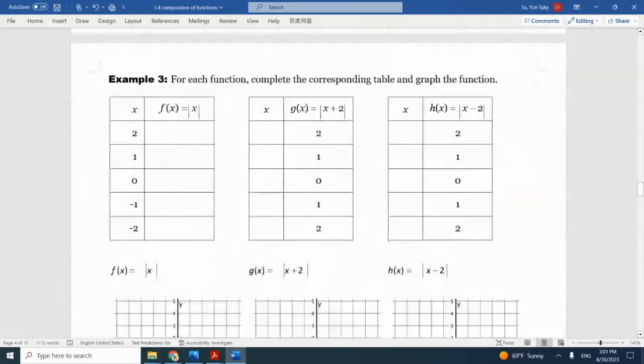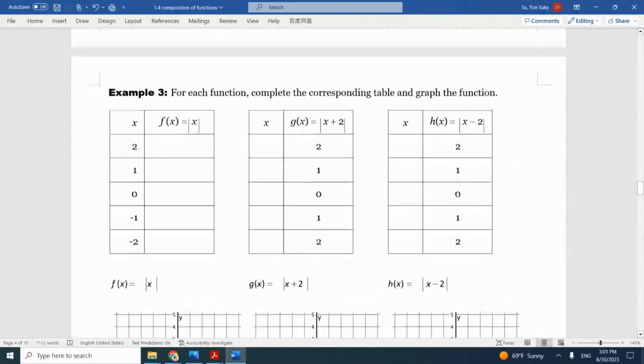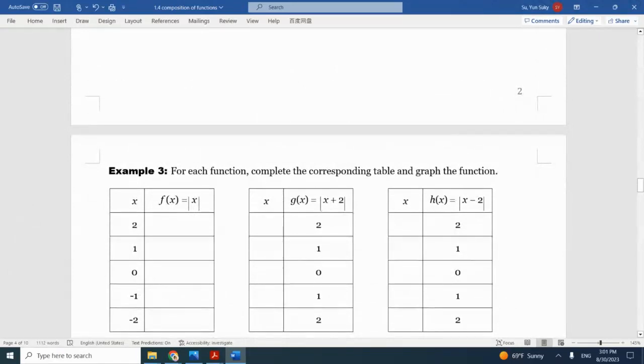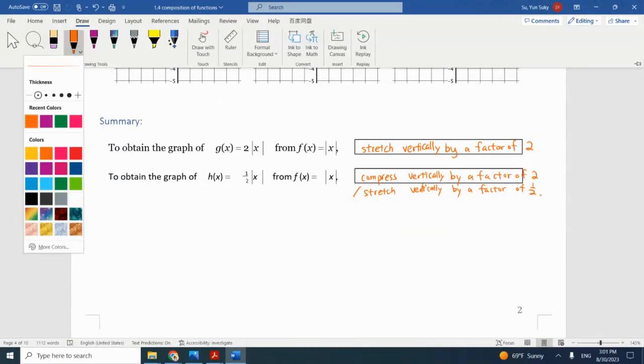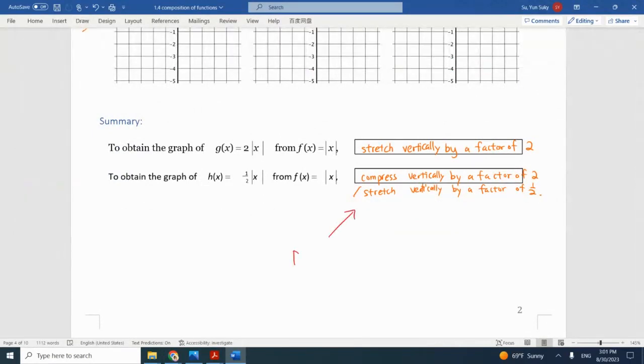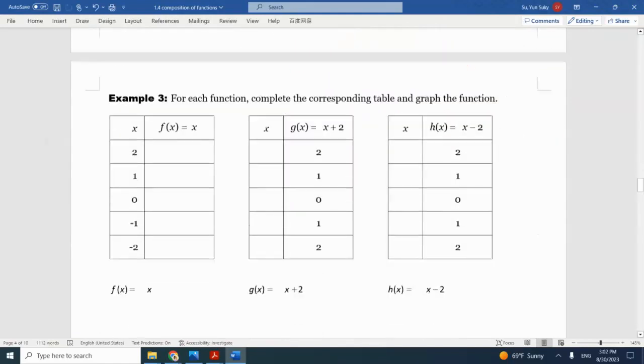Okay, keep going. Let me just write it down. Use a red color. Don't say compress vertically by a factor of 1/2. That would be wrong. Okay, either compress by a factor of an integer or stretch vertically by a fraction. All right, keep going.